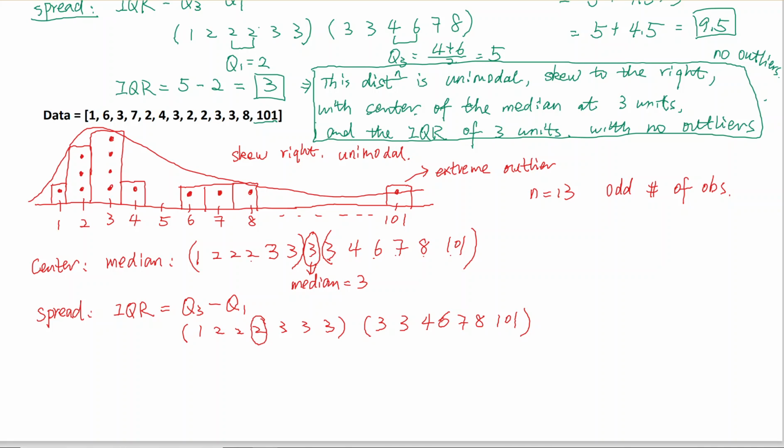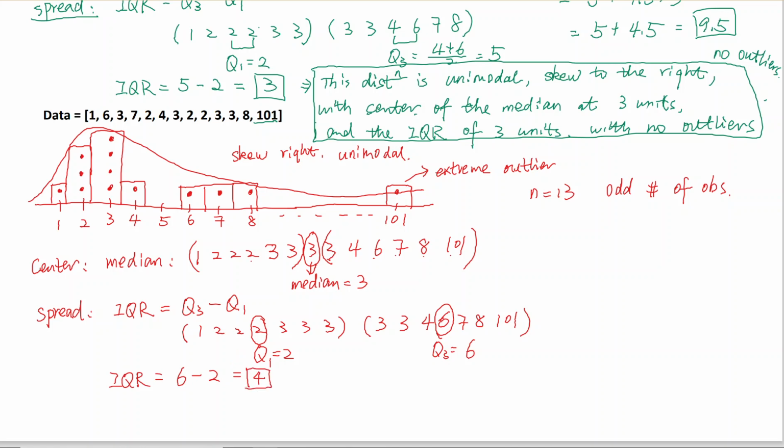The middle value will be this, right? So this is your Q1. So Q1 equals 2, right? For this half, the middle value will be 6, so you have Q3 equals 6. So your IQR will equal Q3, which is 6, minus Q1, which is 2, which equals 4.